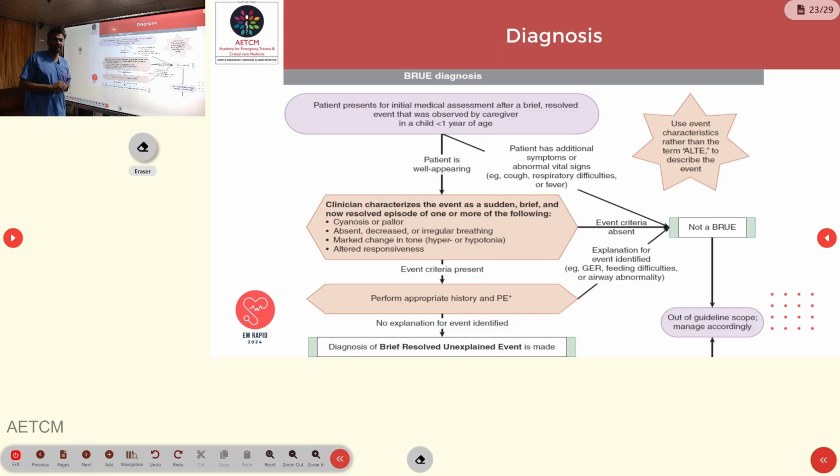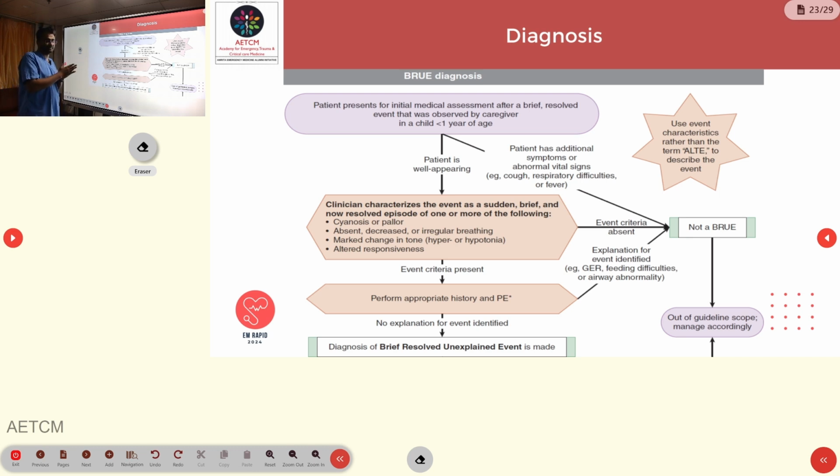So we will go ahead with the diagnosis, classification and management of the BRUE patients. Initially, we have to diagnose the child as a BRUE event or not a BRUE event. For diagnosis, the conditions should be met: the child should be less than 1 year of age and the event should be a brief event, less than 1 minute. And if the patient has additional symptoms beyond these, it should be diagnosed as not a BRUE event.